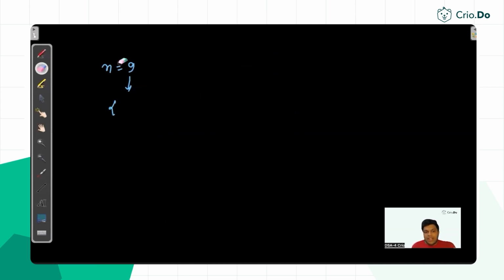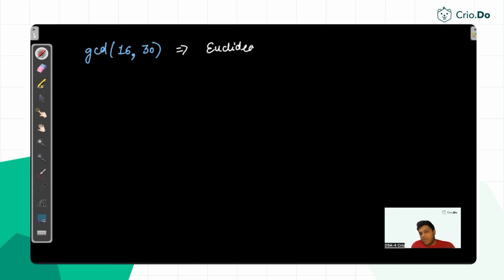So how to find GCD of two numbers? That is the next concept. Let me take two numbers, 16 and let's say 30, and we need to find out what is the GCD among them. So we will be finding GCD of two numbers using Euclidean algorithm. You might know it already.